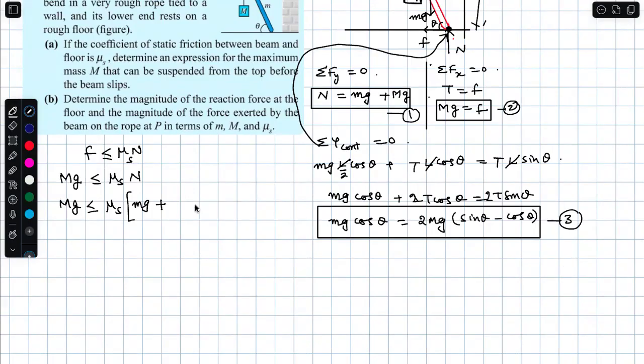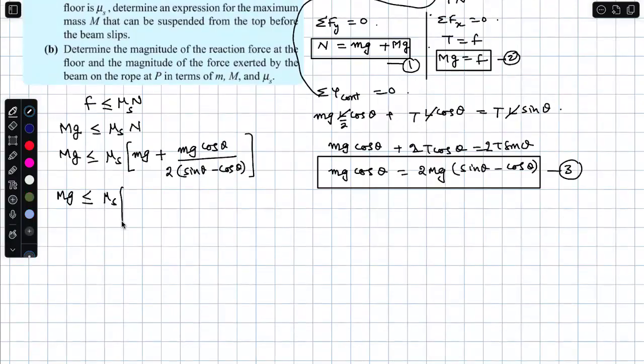But don't write capital MG. Avoid the capital MG term here by writing this as mg cos theta by 2 times (sin theta minus cos theta). So mg is less than or equal to mu s times 2mg (sin theta minus cos theta) plus mg.